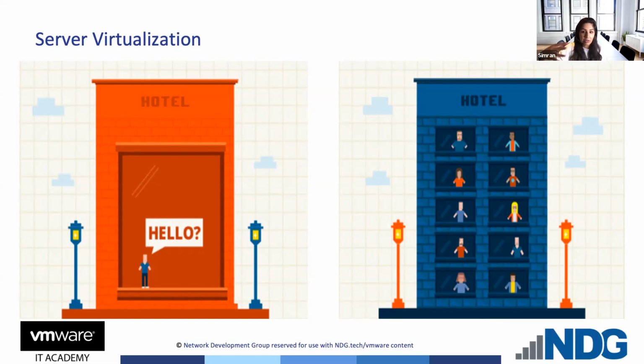Virtualization actually allows you to assign all the available resources, including your processing, memory and storage, into individual virtual machines. So you can then run multiple virtual machines on one server. And each of these virtual machines is able to host its own operating system and application. So much like the hotel, with virtualization, you're able to increase the efficiency of those physical servers.